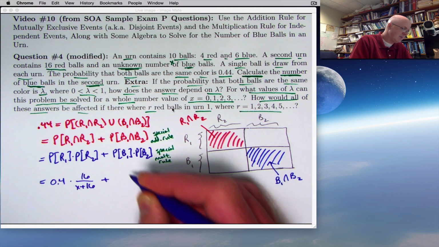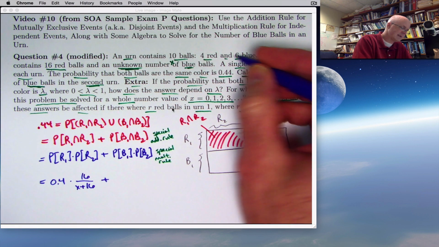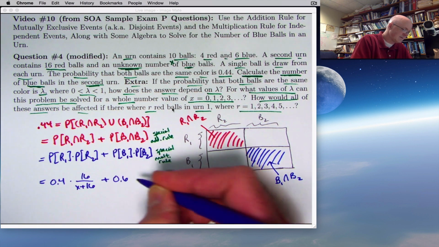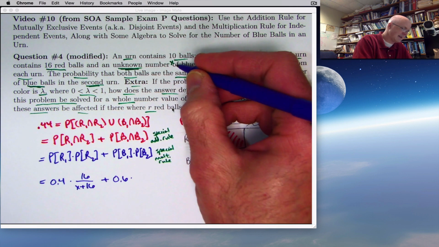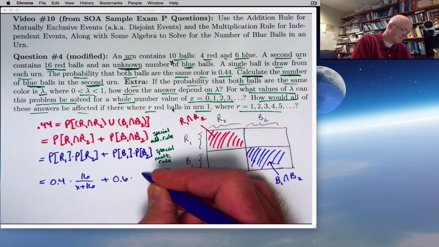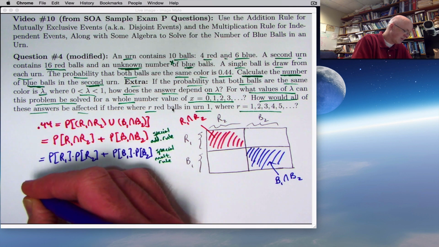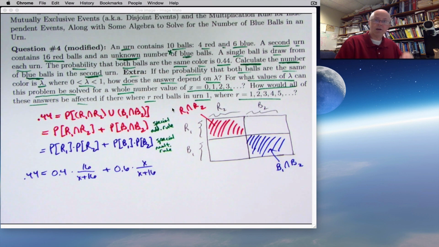The probability of B1 drawing a blue ball out of the first urn is 6/10 or 0.6. And the probability of drawing a blue ball out of the second urn is x divided by x plus 16. So this equals 0.44. We now need to solve for x.